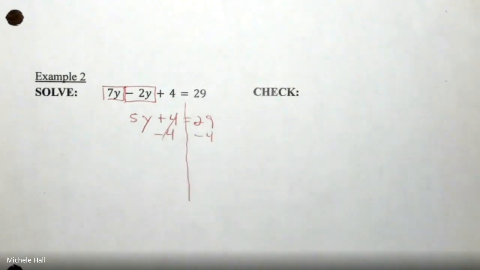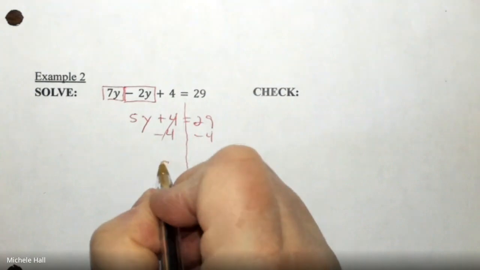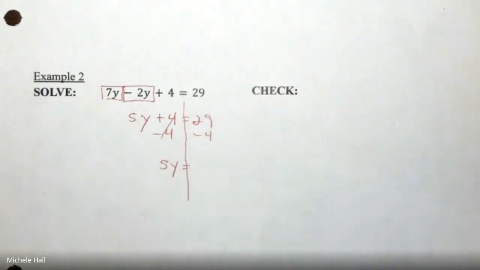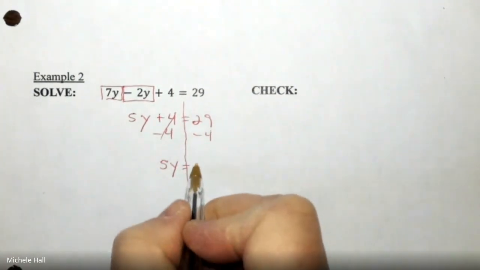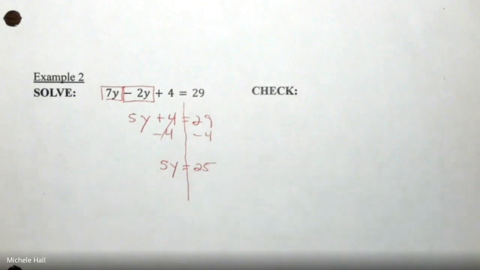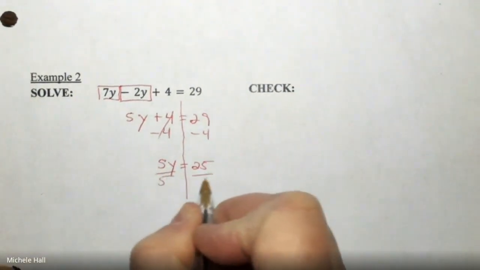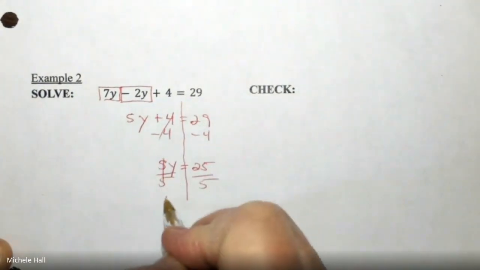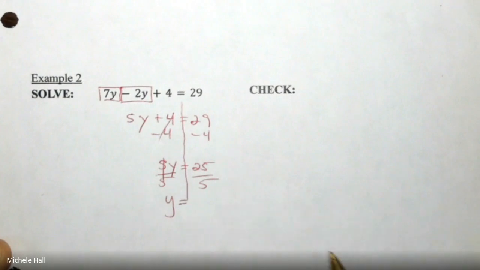Canceling 4 and negative 4. And we have 5y equals 29 minus 4. Now we're down to a one-step equation. That's what we've been working on this whole time. One step, finish it. It's just a one-step equation. Ask yourself, what's being done to the variable? How do I undo it? It's being multiplied by 5, so how do I undo it? Divide by 5, divide by 5. And we get y equals 25 divided by 5.